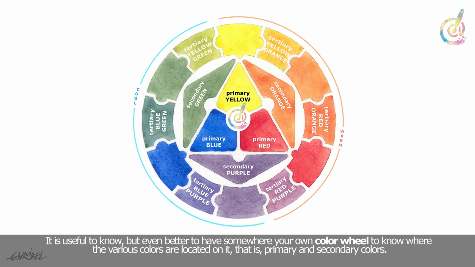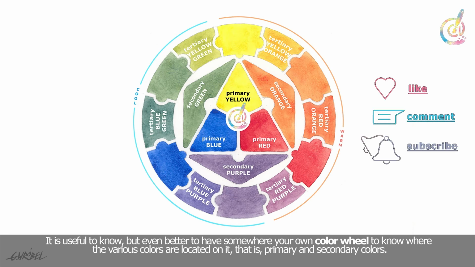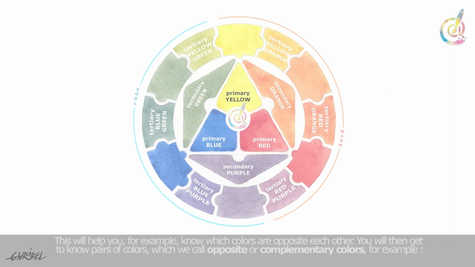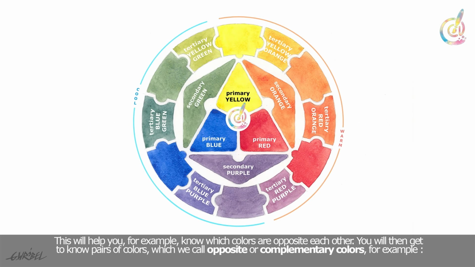It is useful to know, but even better to have somewhere your own color wheel, to know where the various colors are located on it, that is primary and secondary colors. This will help you, for example, know which colors are opposite each other. You will then get to know pairs of colors, which we will call opposite or complementary colors.